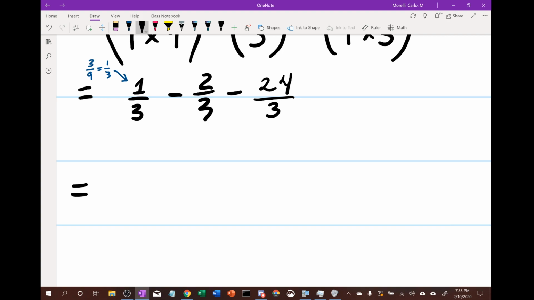If you do, you'll just have to put it back as a 3. Now, because we have a common denominator in all of our fractions, we're going to be able to write things like this.